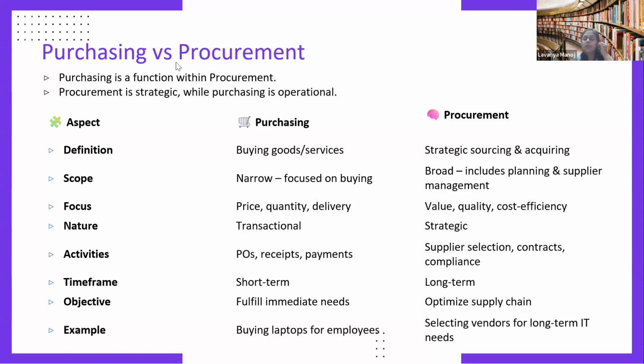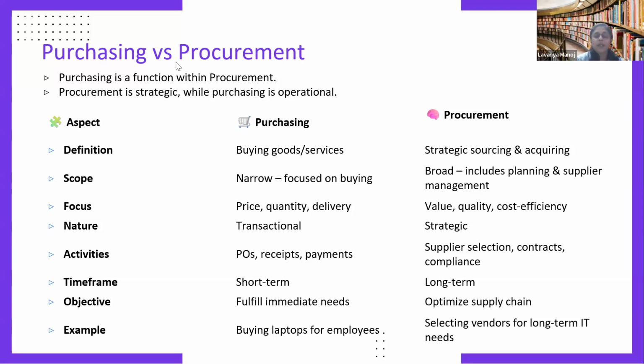When it comes to procurement, it's supplier selection, contracts, and complaints. We normally don't sign contracts when we are buying a product, but the company signs a contract with the suppliers, especially with the person from whom the products are being procured. Time frame. Purchasing is short term and procurement is long term. Objective: purchasing fulfills immediate needs and procurement optimizes the supply chain.